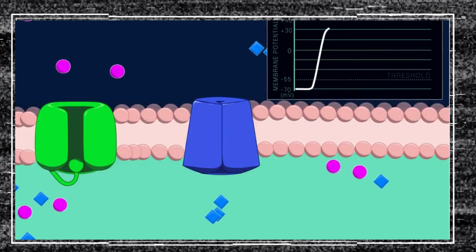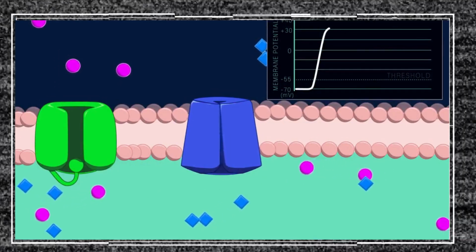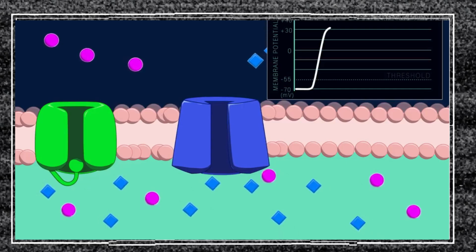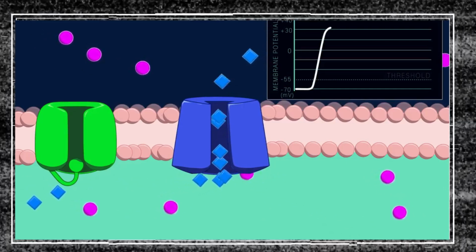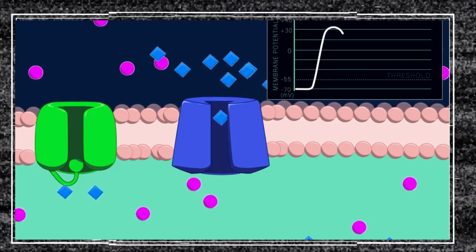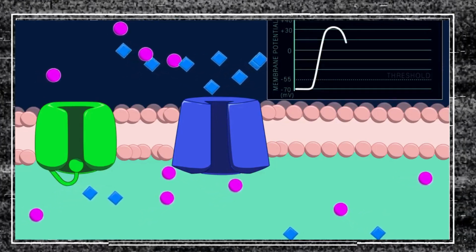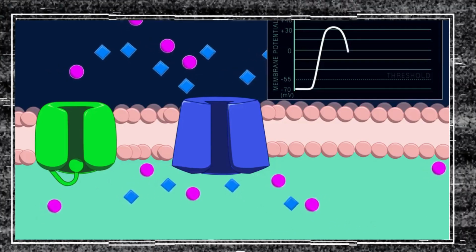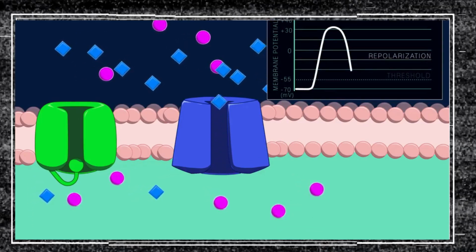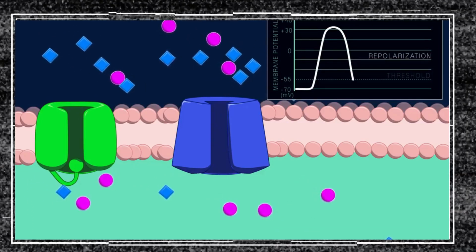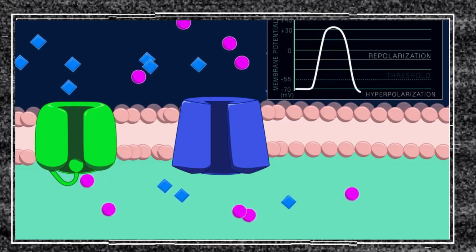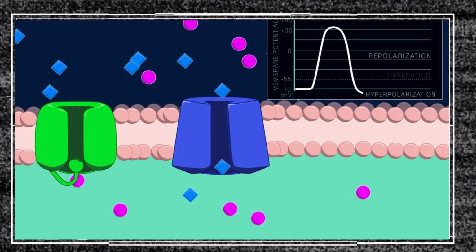The change in membrane potential also opens the voltage-gated potassium channels, though they open and close more slowly. Because of the potassium electrochemical gradient, potassium ions flow out of the cell, making it less positive and eventually negative. This process is called repolarization. Because the potassium channels are a little slow to close, for a brief period the membrane potential is hyperpolarized. It's more negative than the resting potential.